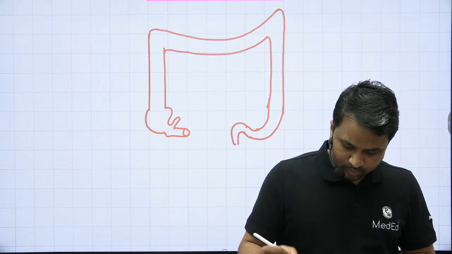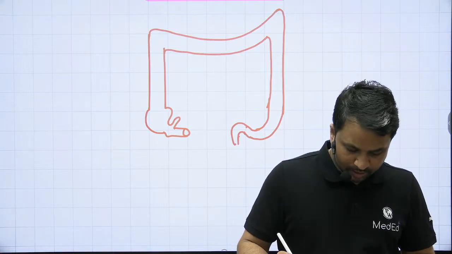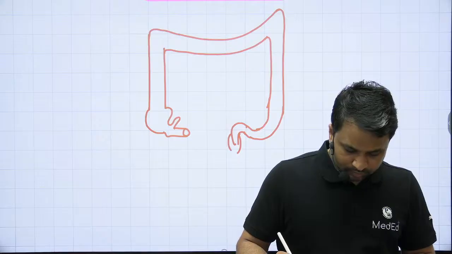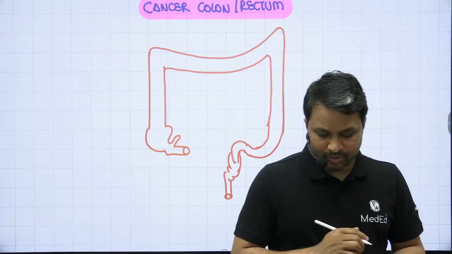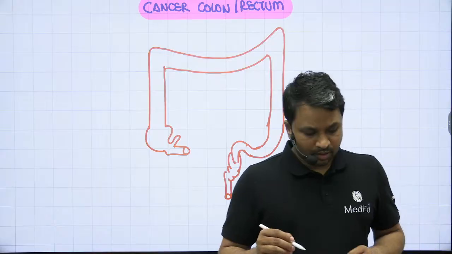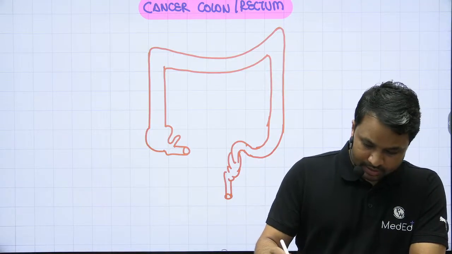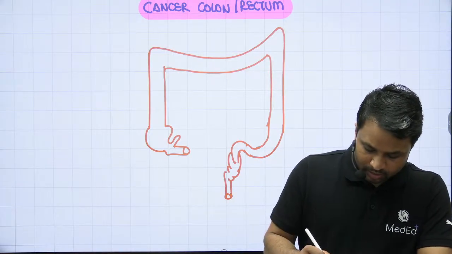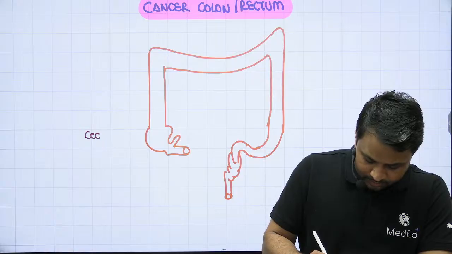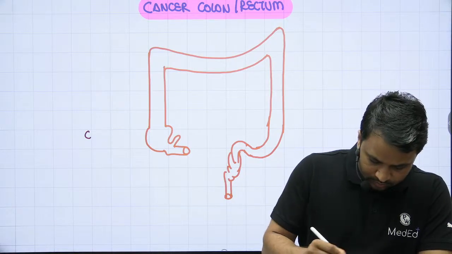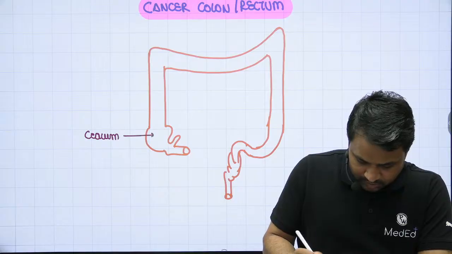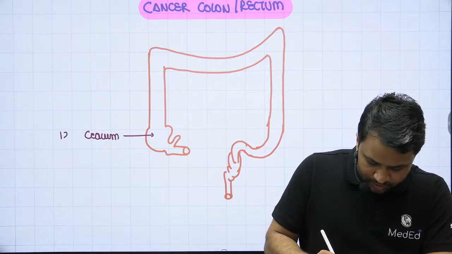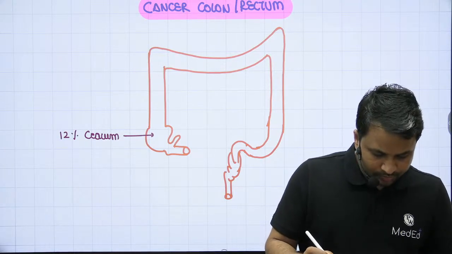As you will see, the sigmoid colon will be the narrowest part. This is going to be the rectum and the anal canal, right? This is the whole objective that you have. Now, when you look at the entire incidence, I can just quickly talk about the malignancies at the cecum. The cecum consists of 12% of the total colon cancers.